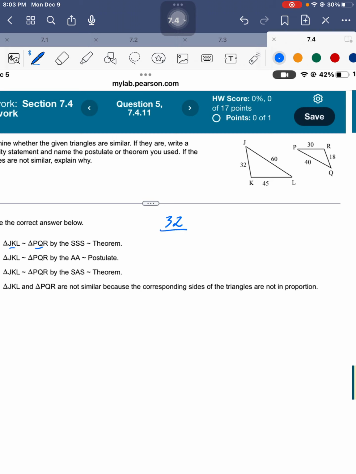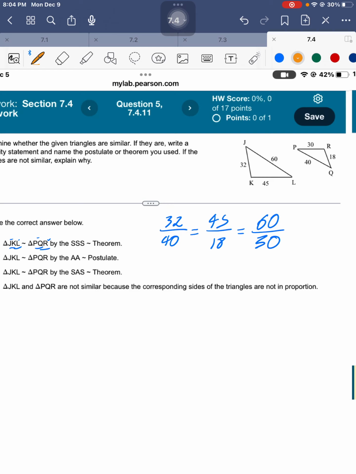Okay? So JK to PQ. What is JK? 32. PQ is 40. What is KL and QR? KL is 45. QR is 18. Okay. My LJ is 60. And RP is 30. Okay, right there I already know it's not congruent. It's not similar. They're not equal.